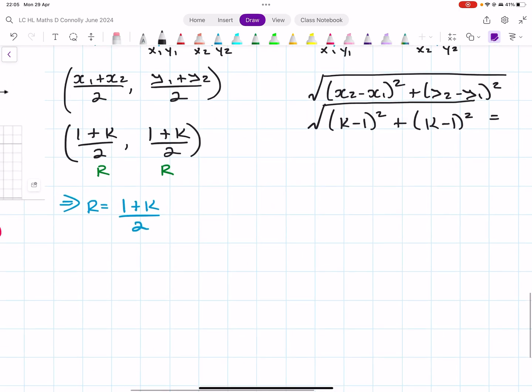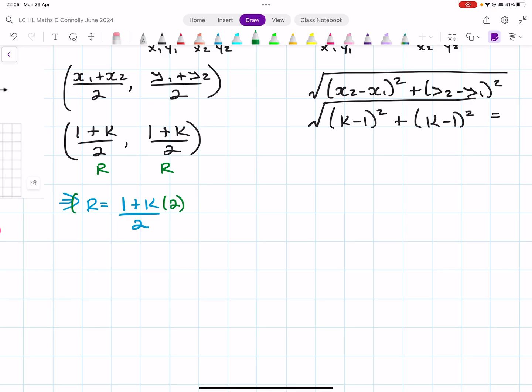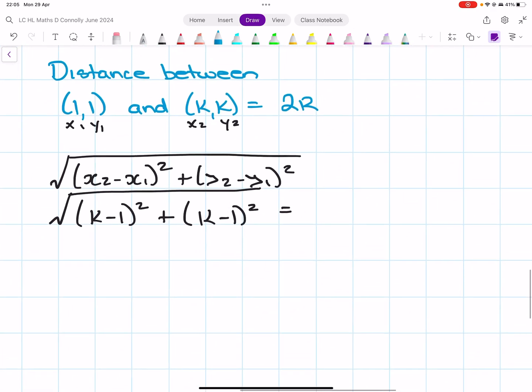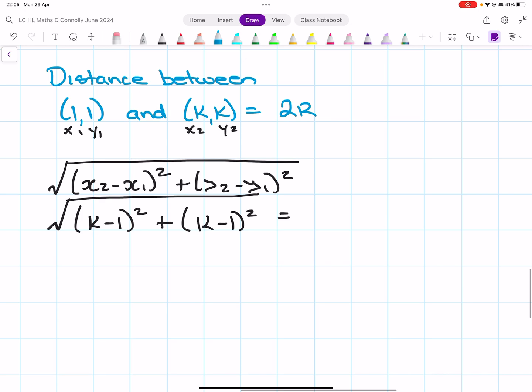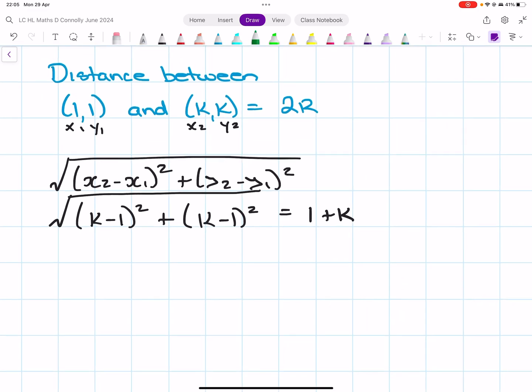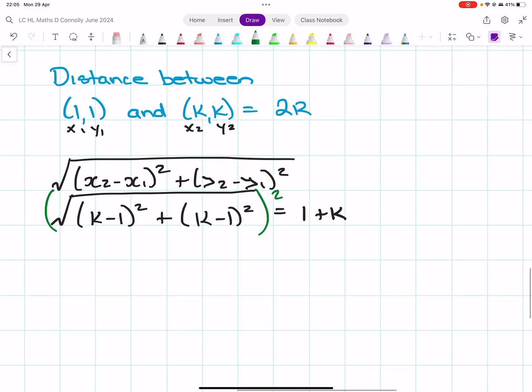Oh no, hang on. If I multiply here by 2 and here by 2, they cancel and I get 2r equals 1 plus k, and I can use that over here. So instead of equals 2r, can it equal 1 plus k? And then square both sides.